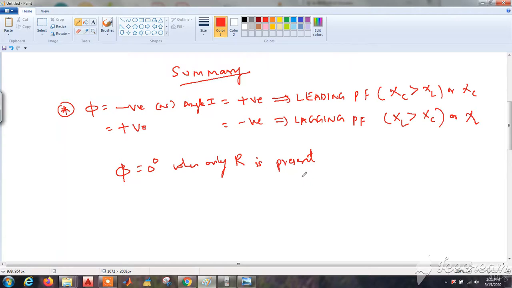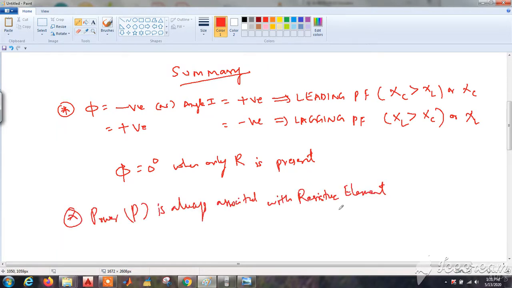And another point, the power P is always associated with the resistive element R, that is I square R, or VI cos phi. You must get the same result for both of them.